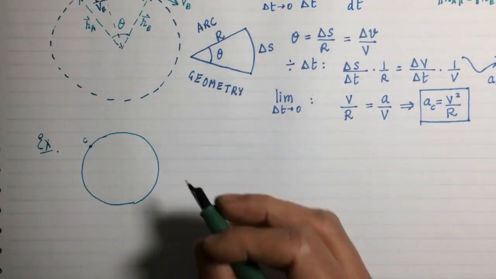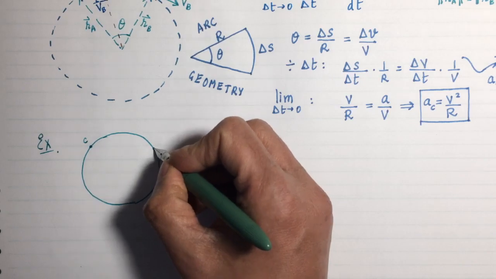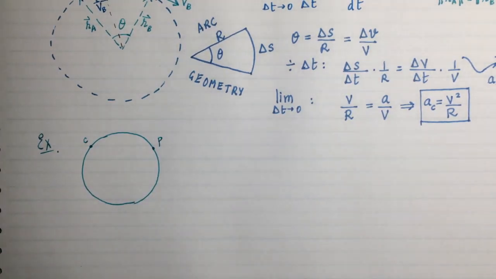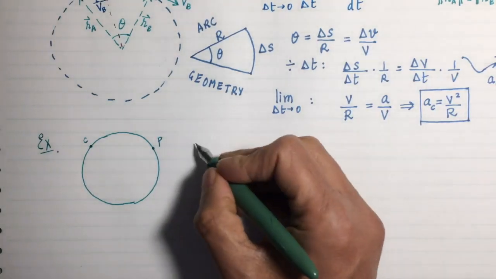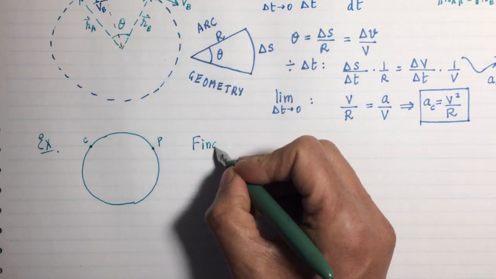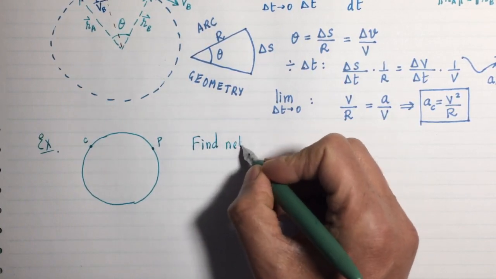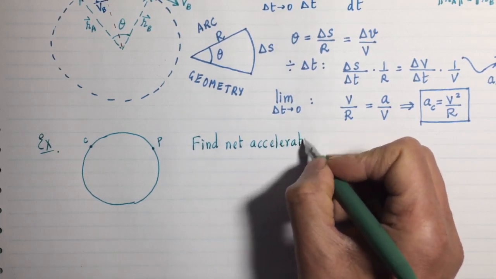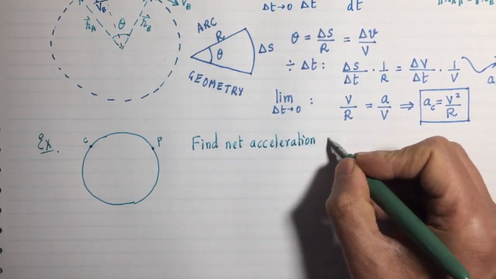All right. Now after a time t, the car is located here at a different point. Let's call that point P. I want to find the net acceleration at point P. Later on, we'll see how this is related to the force needed to keep the car in the track. But right now our aim is very, very simple. Find the net acceleration at time t.